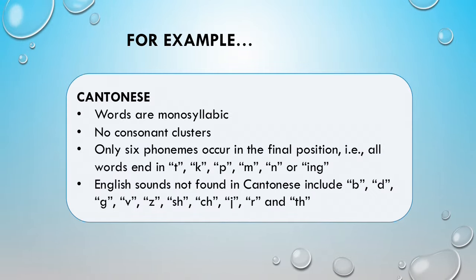Okay, some other examples. We have a lot of students that speak some of the Asian languages at home. We have a lot of students that speak Cantonese. Did you know that in Cantonese, all words are monosyllabic? So if you're trying to do a syllabication activity with those students, it might be kind of hard for them. They also don't have consonant clusters, so they may have trouble hearing consonant clusters. And only six phonemes occur at the end of the word. So all words end in one of those six sounds. And then there's several English sounds that are not found in Cantonese at all. So this is going to have some implications for some reading, some writing.